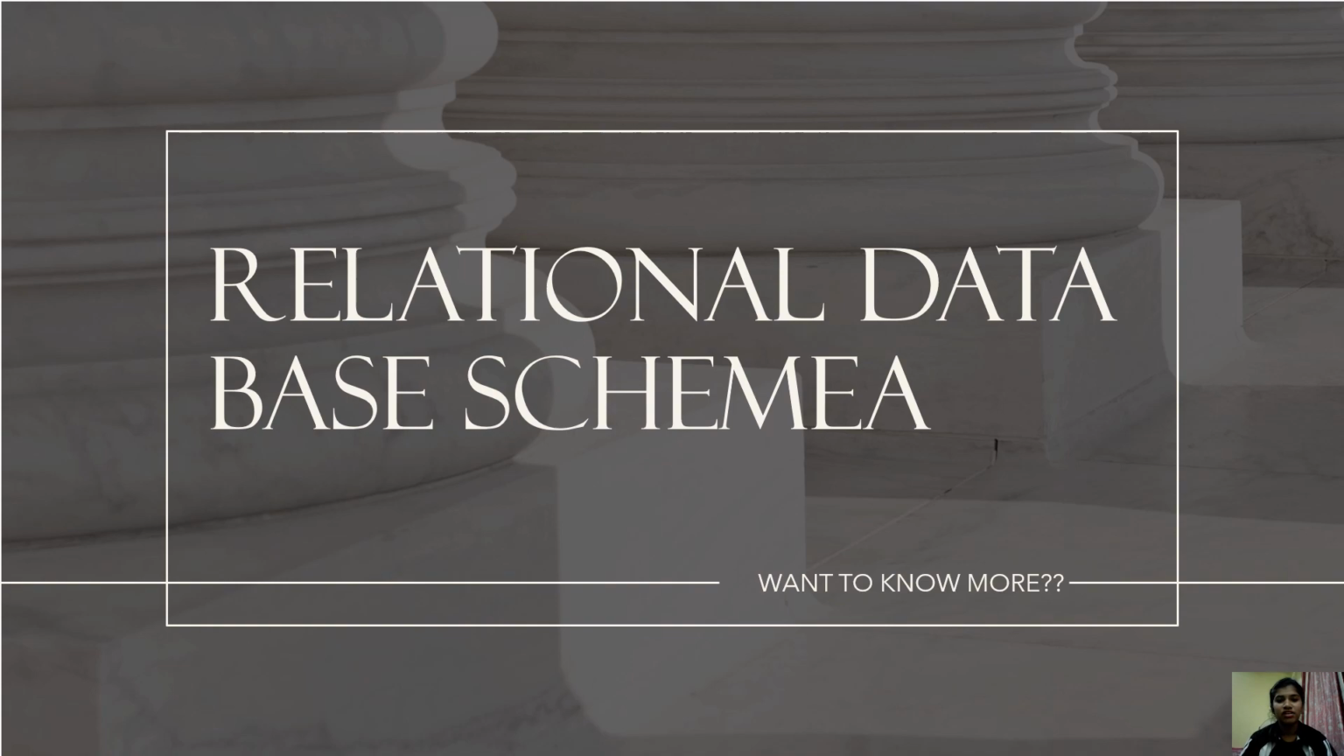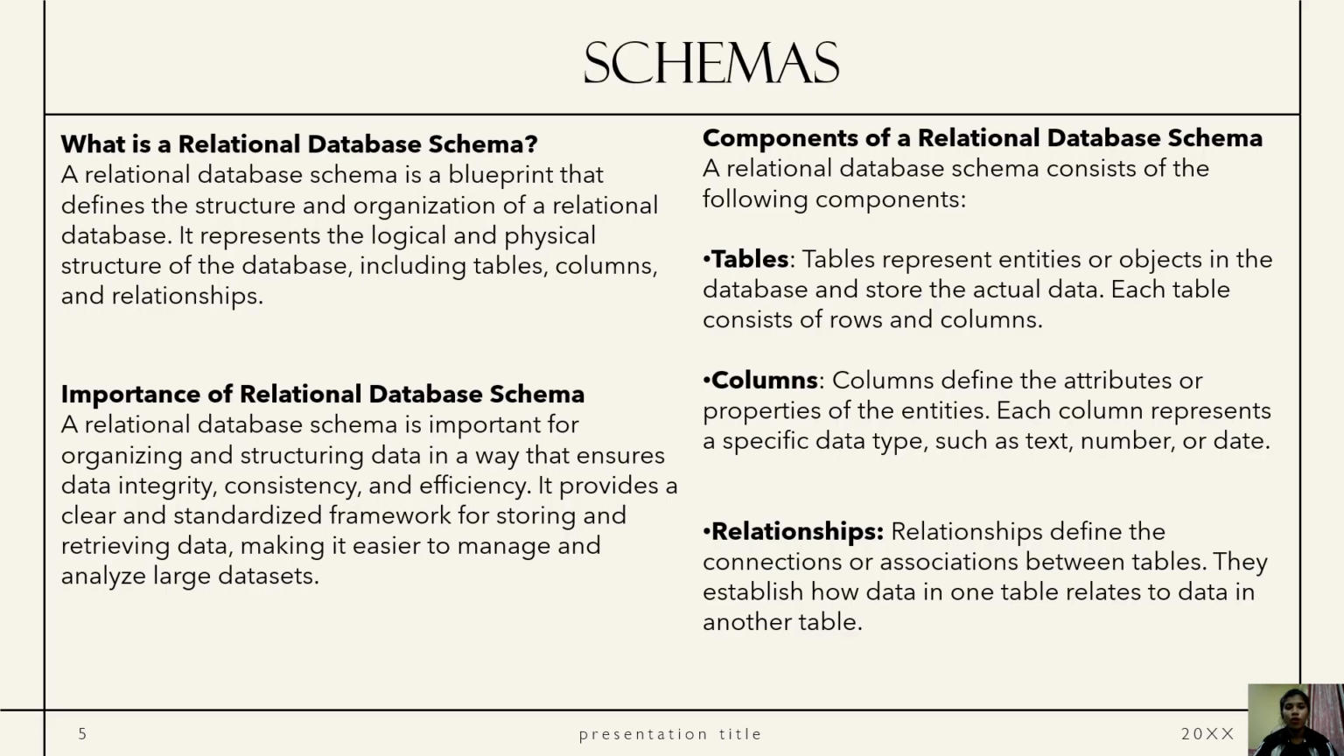Next is the relational database schema. So what is a relational database schema? Basically, it is a blueprint that defines the structure and organization of relational databases. It has logical and physical structures and includes tables, columns, and relations. A relation is nothing but a table.